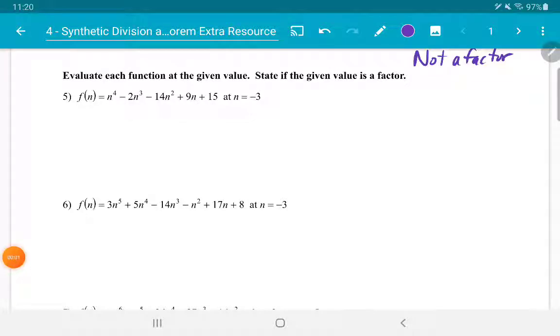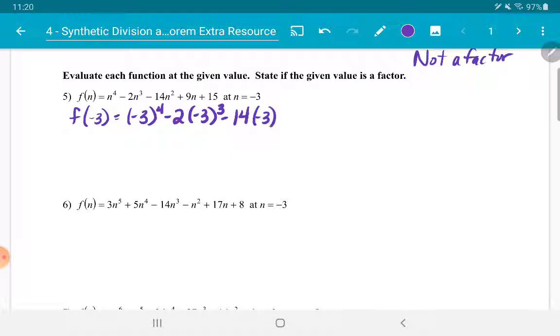So these problems are doing what I did up in the first problem on the first video, where you can synthetically divide or you can evaluate the function at that value. So if we evaluate f at -3, that means we're going to put -3 in for n everywhere we see it. This again is just to show you that synthetic division and evaluating the function like this will both tell you if a number or value is a factor or not.